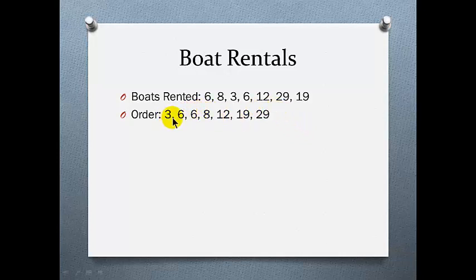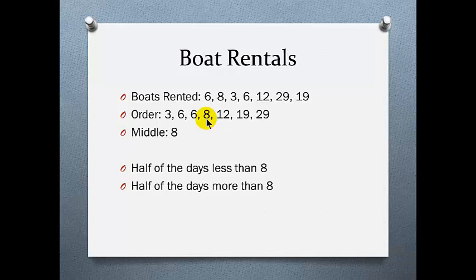Then we want the middle value. Notice we've got 3 on each side, and then the middle value of 8. 8 is our middle value, so 8 is our median. And what this means is half of the time I'm going to have less than 8 rentals, and half of the time I'm going to have more than 8 rentals. That's the median. It tells us where we are with half above and half below.